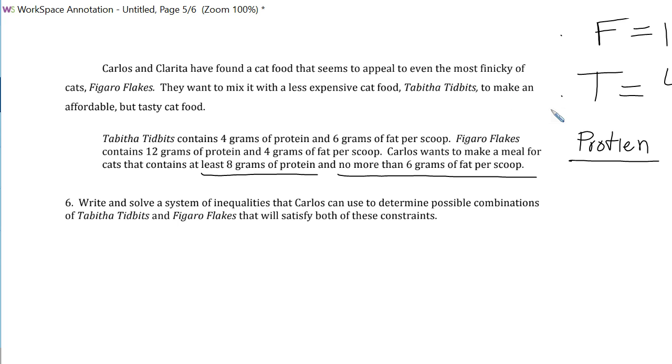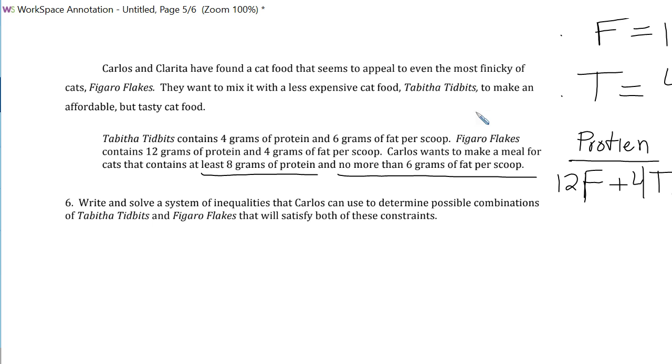Now, we're going to use some of Figaro and some of Tabby. There are 12 grams of protein for every scoop of Figaro, and there are 4 grams of protein for every scoop of Tabby. And we want that to be at least, so greater than or equal to, 8. So F is Figaro and T is Tabby.